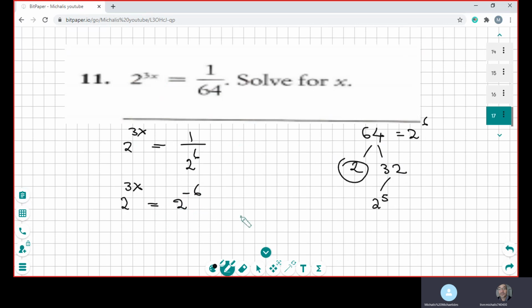Because I have an equation and both sides are equal, the powers need to be equal also. Powers need to be equal. And therefore, solving this equation, 3x equals minus 6, I can find the value of x as minus 2. And then I solve this exercise using this method. It's a very useful method when the x is a power and not a multiple or addition of a number.